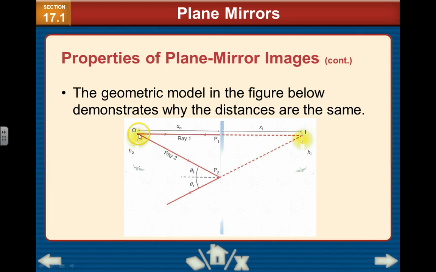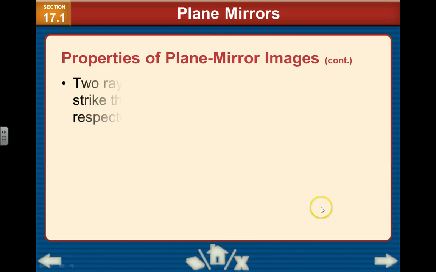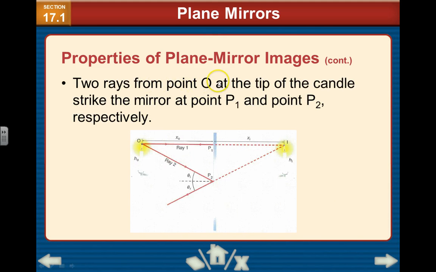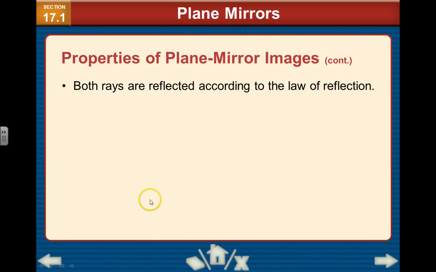The object itself, if you were standing right behind the object, it would seem to be coming from the back here. So anyway, we could basically create ourselves a triangle here. Ray one leaves point O at the tip of a candle. This is supposed to be a candle right here. It strikes the mirror at point P1, and the other one is hitting at point P2, I should say.